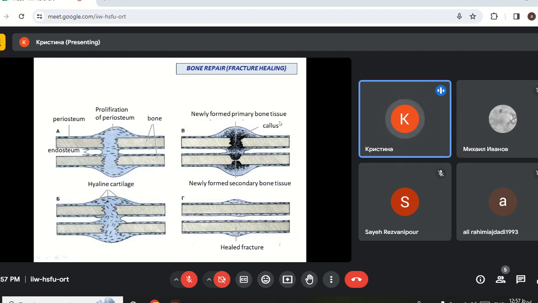So newly formed primary bone tissue combines the ends of the broken bone, and as you remember, always first the reticular fibrous bone tissue is formed, and next it will be replaced with the lamellar bone tissue, and next the cartilage tissue in this area is broken down because it is not needed anymore, and finally the healed fracture you can see here. It is covered with the normal periosteum, and the bone consists of lamellar bone tissue.